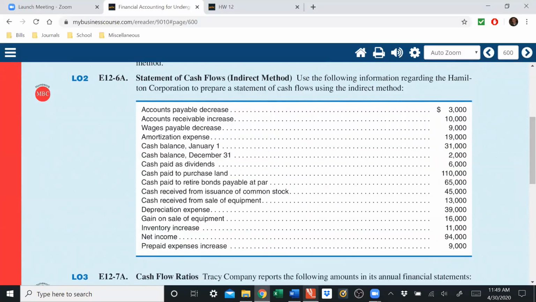So before we do that, let's remember some rules. In the operating activities section, we start with net income. And positive changes in current assets, we subtract those. Negative changes in current assets, we add those to net income.